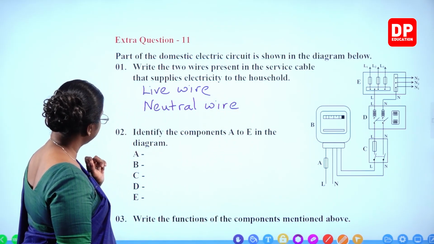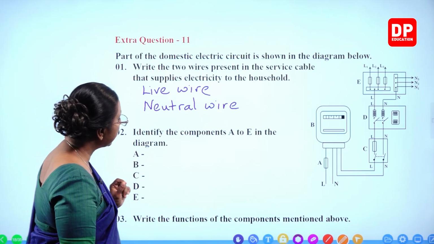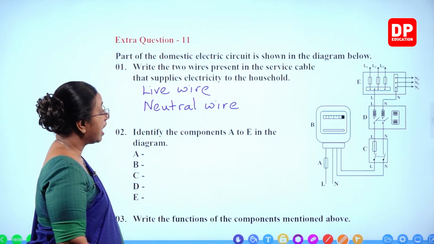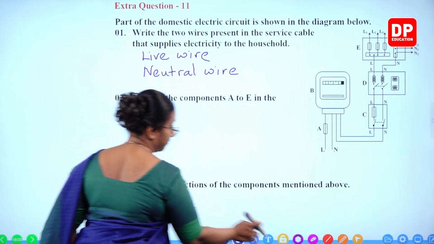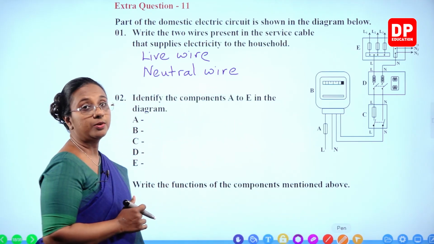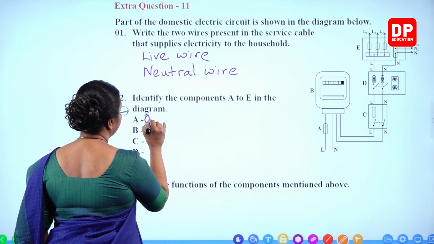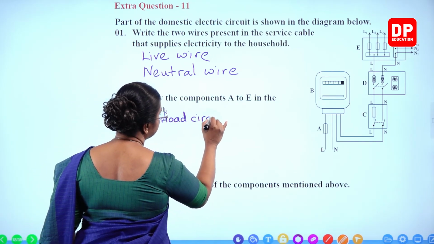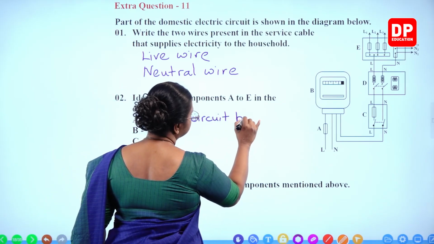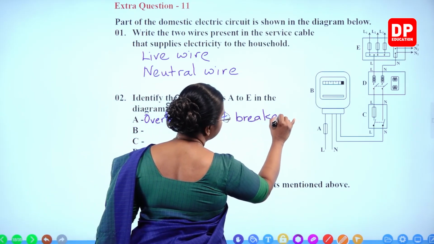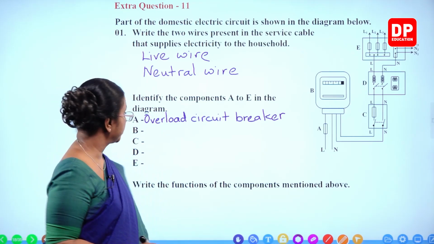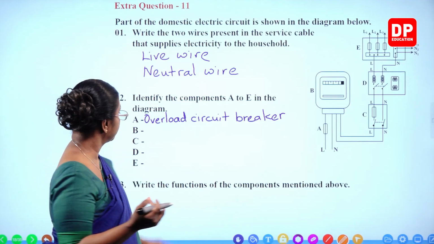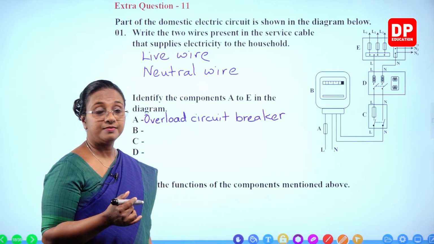Then we have the second question. Identify the components A to E in the diagram. We have already identified them. You have to write them down here. What is A? Overload circuit breaker. Or another name, it is the service fuse. I am going to write only one name here, but you have to remember the other names as well. Overload circuit breaker or the service fuse.